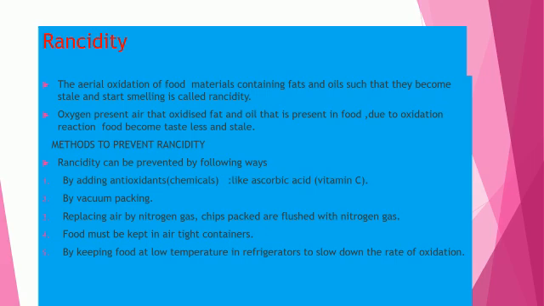We can prevent rancidity by the following methods. By adding antioxidants, meaning chemicals like ascorbic acid. By vacuum packing, by replacing air with nitrogen gas. Example, chips packets are flushed with nitrogen gas to avoid rancidity. Food must be kept in airtight containers. Number 5, by keeping food at low temperature in a refrigerator to slow down the rate of oxidation.